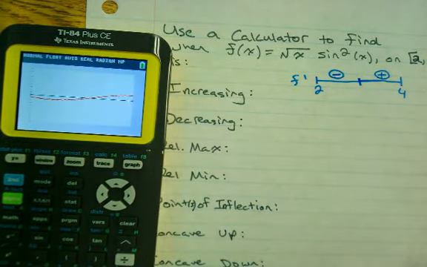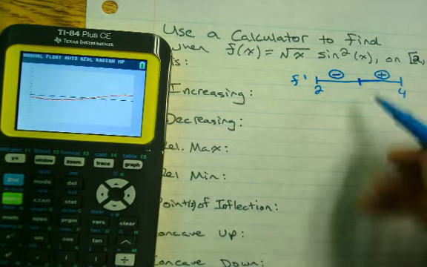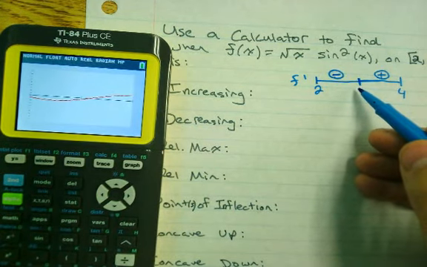And it's going to be increasing from whatever this point is all the way to 4. I'm just using my calculator for my sign chart. I don't need to take the derivative. I don't need to set it equal to 0. All that stuff is being done for me. But I do need to figure out what this point is. How can I figure that out?